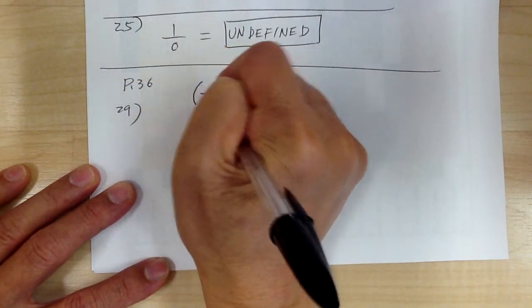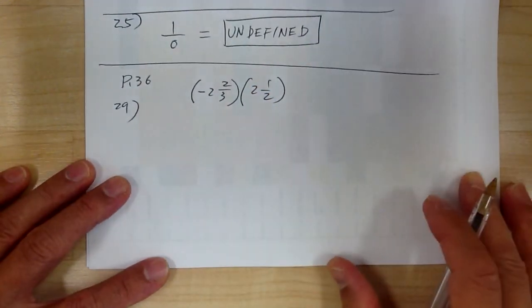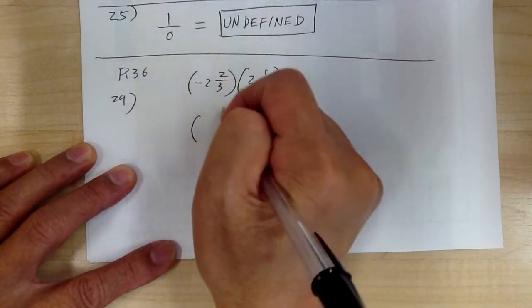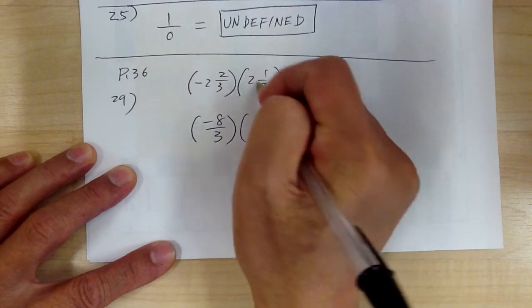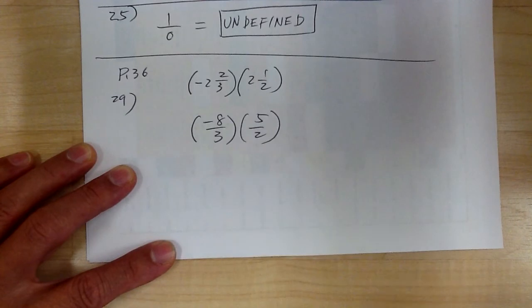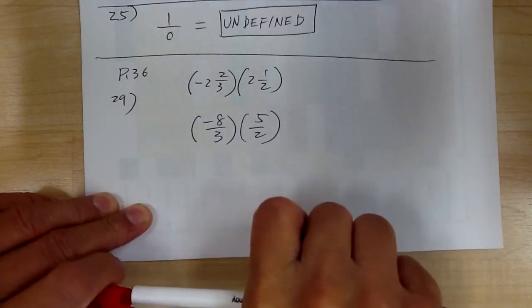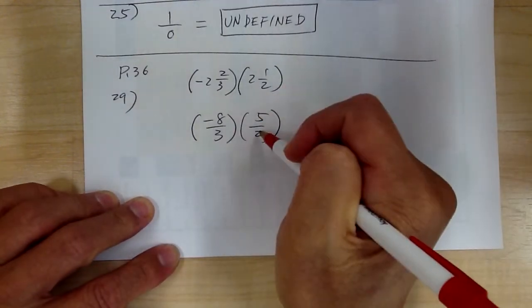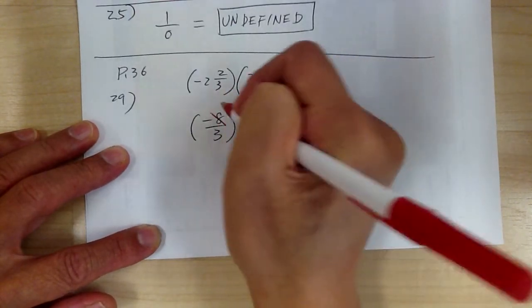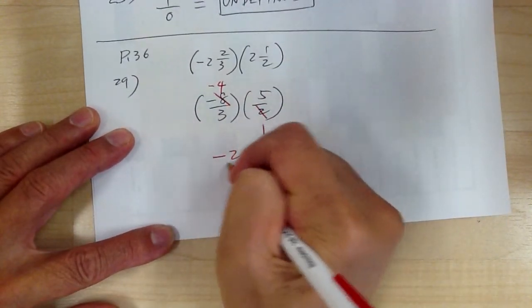You have -2 and 2/3 times 2 and 1/2. So to multiply, you need to convert into improper fractions. So this becomes -8 over 3, and this becomes 5 over 2. Now when you multiply, don't multiply out into a big number and then try to reduce, because it just makes things complicated. So what you want to do is reduce. Notice 2 and 8 both are divisible by 2, right? So divide this by 2, you get 1. Divide this by 2, you get -4. And that's all you can cancel. So the answer would be -20 over 3.